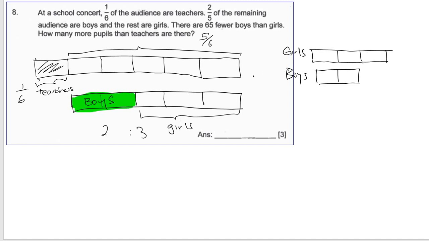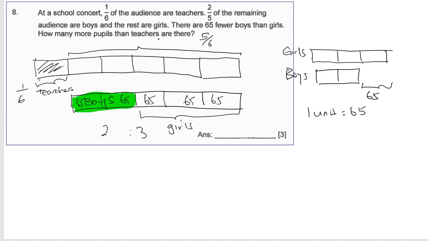Okay, so it says that boys are fewer. How many fewer? 65. From here you can clearly see that 1 unit equals 65. If 1 unit here equals 65, so here is 65, 65, 65, 65, 65. Am I right to say that?